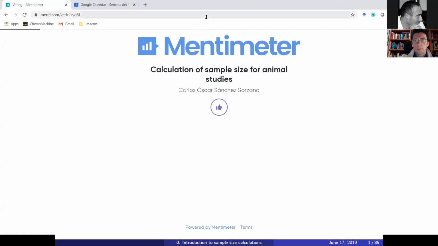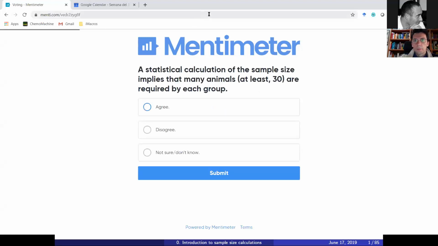Yeah, this one here. The question is, a statistical calculation of the sample size implies that many animals, at least 30, are required by each group. Do you agree with that, disagree, or not sure about this statement? Once you reply, we will see a summary of these questions.